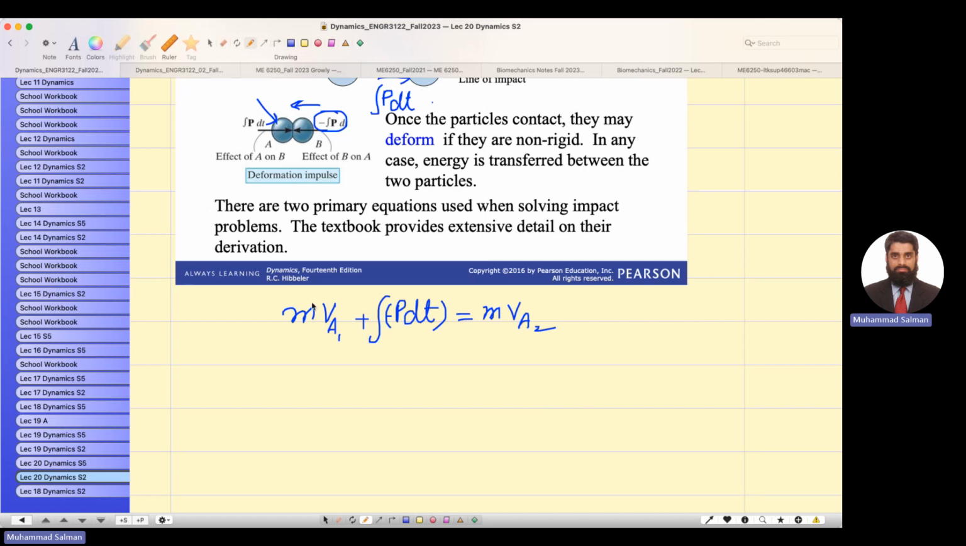There is another equation, if you remember, the conservation of momentum principle: mA vA1 plus mB vB1 equals mA vA2 plus mB vB2 for two particles. All the initial momentum is defined as the product of mass and velocity. Before the impact, the product of mass and velocity is the momentum for all the particles. Here there are two particles, for example, and they are equal to the momentum after the collision. The momentum is conserved.